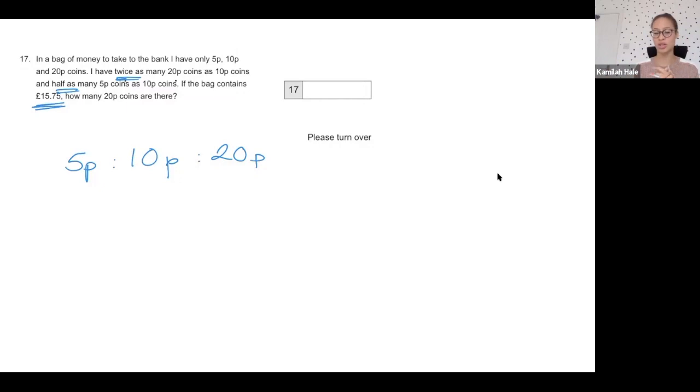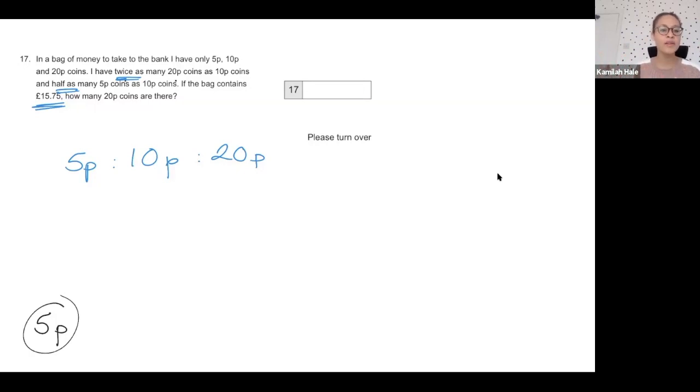Sorry, I shouldn't have said lowest amount, I should say the lowest number. 5p is what I have the least of. So remember before, when we decided that Emily had the least, we put a 1 in the Emily column. What I'm going to do is just have 1 5p. Okay, so imagine that's a 5p.